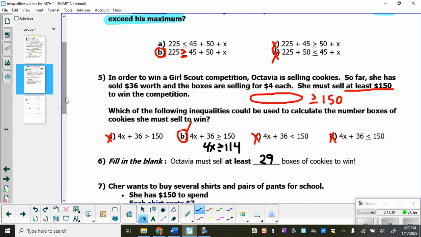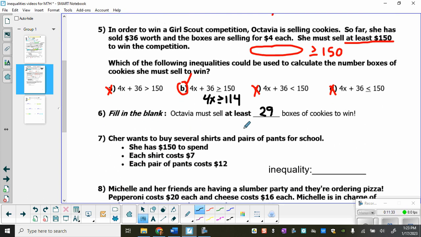All right, we're almost done here. For number 7, Cher wants to buy several shirts and pairs of pants for school. So we're going to write an inequality for this, and there's not a spot for this in your notes, so you can just write it right here off to the side. So Cher has $150 to spend, so basically all of the stuff has to be less than or equal to 150. All right, so each shirt costs $7, so $7 for each shirt, and then $12 for each pair of pants, so $12 for each pair of pants.